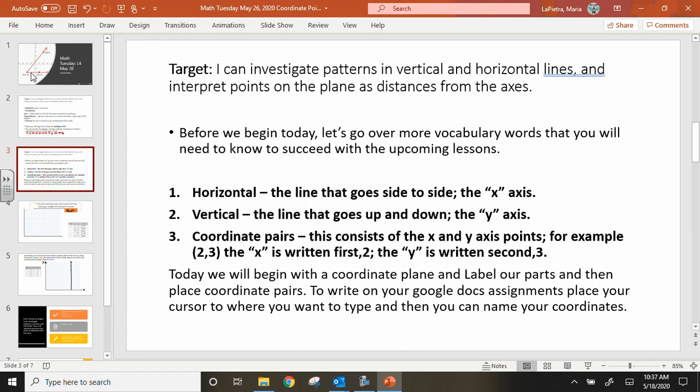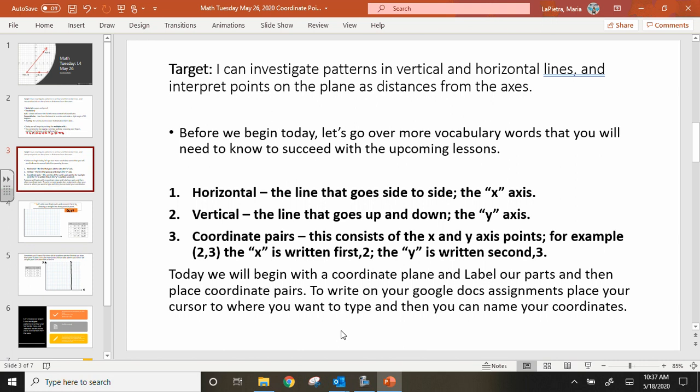So when they say coordinate pairs, you're always going to write your x, then your y. For example, 2, 3. 2 should be that you went over on the x two spots, and you went up 3 spots. So x is 2, 3 is y. Today we will begin with a coordinate plane and label our parts, and then place coordinate pairs.